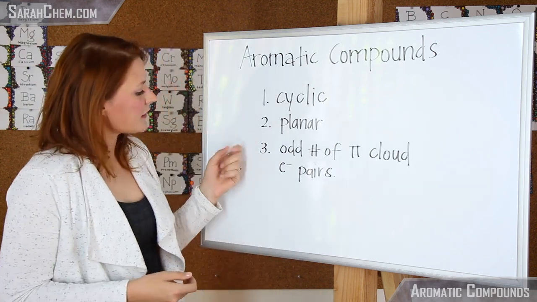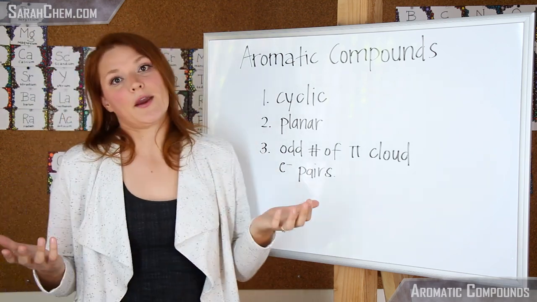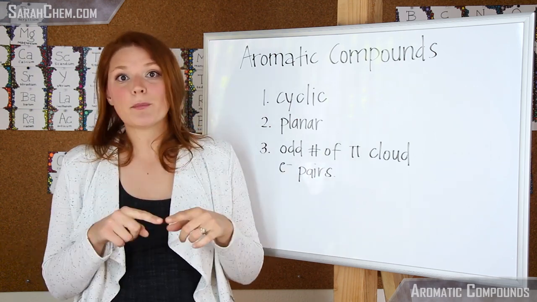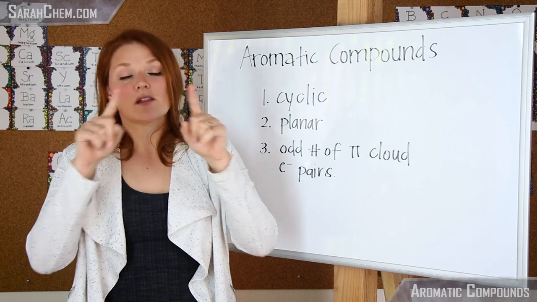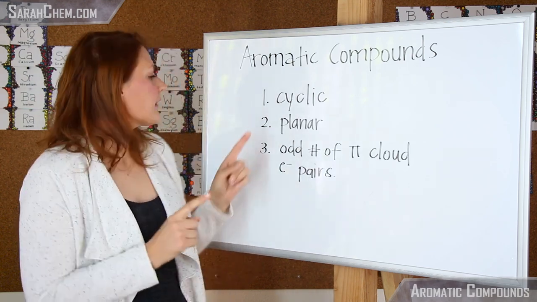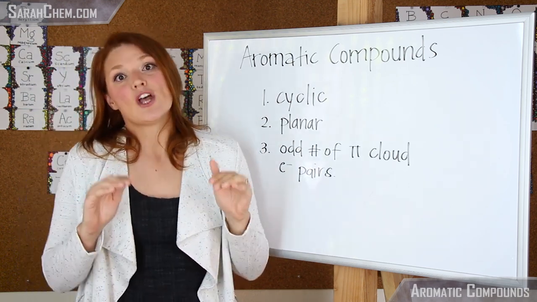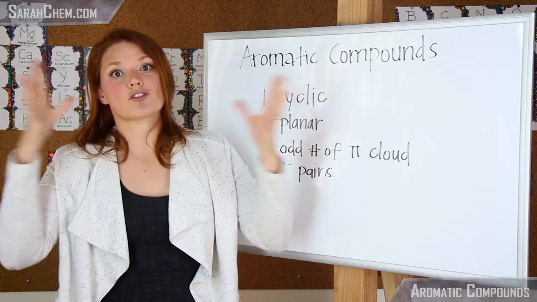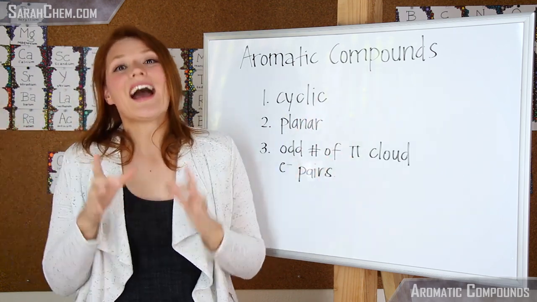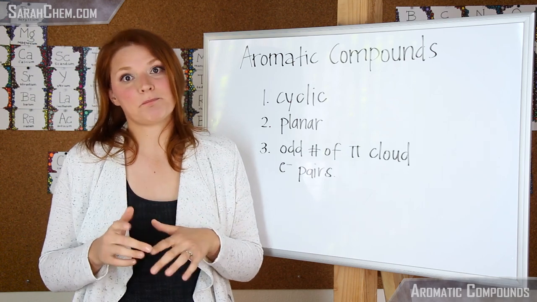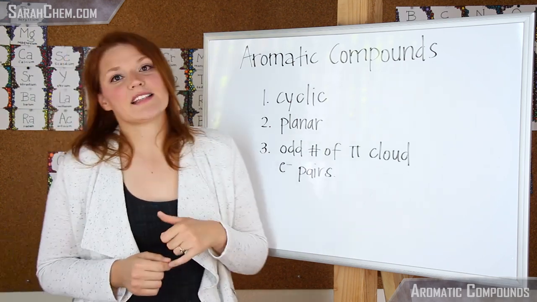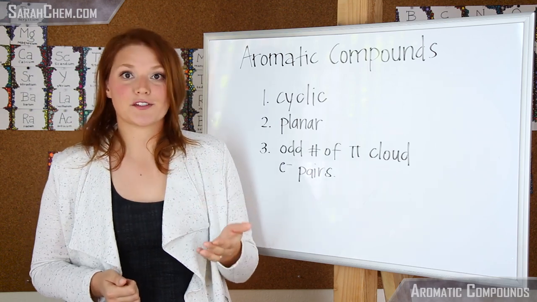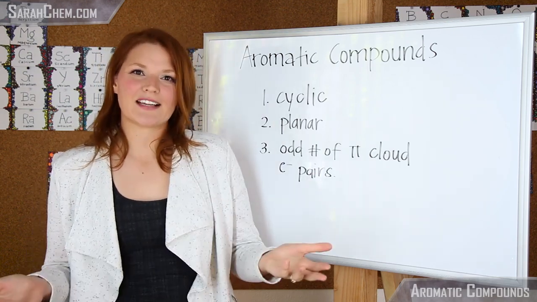So if we take a look here, you'll see that we have three basic rules for an aromatic compound. The first one is it has to be cyclic. So it could be a 3-membered ring or a 6-membered ring, but as long as it is a closed cycle. The second thing is it has to be planar. So any and all atoms involved in that cyclic component of your structure, even if it's a bigger structure, have to be sp2 hybridized. The third and final piece is that you're going to have an odd number of pi cloud electron pairs. So let's see what this looks like in practice.